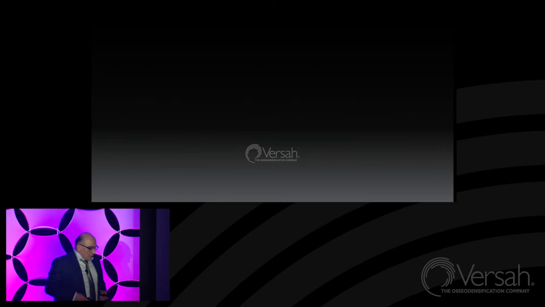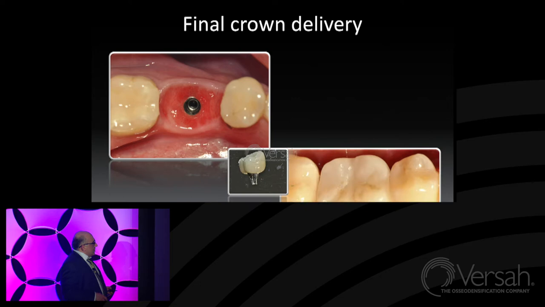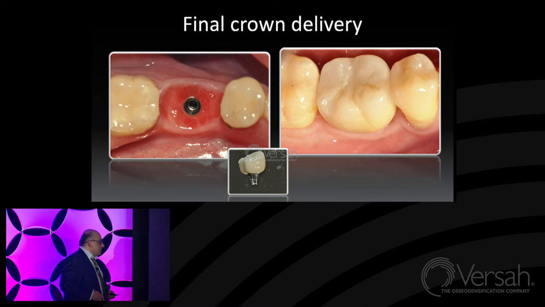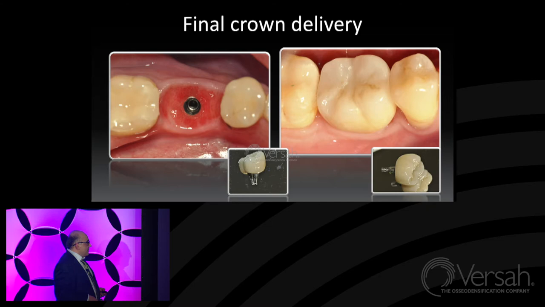That's the final crown delivery. Here it is. Look at this profile of the cervical part of soft tissues. It looks natural. I love that technique because on the day when we deliver the final prosthesis, we can show the patient the result without any hesitation. This is the final crown. Okay, let's go through another case.